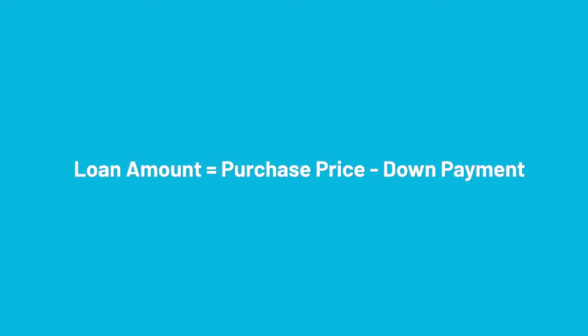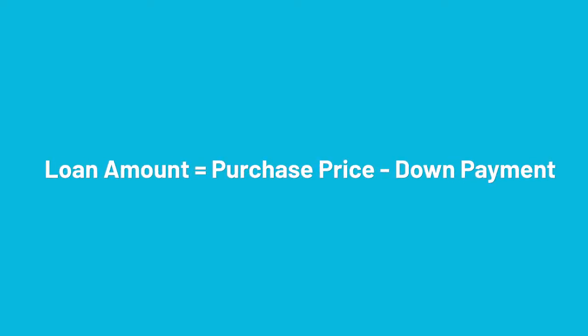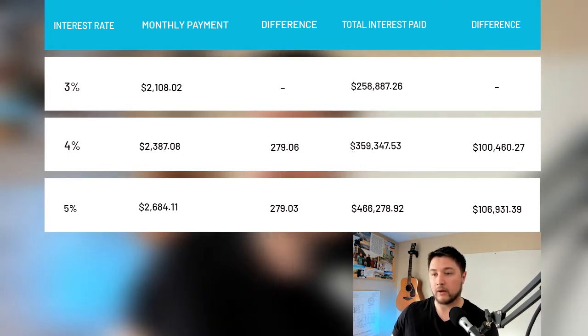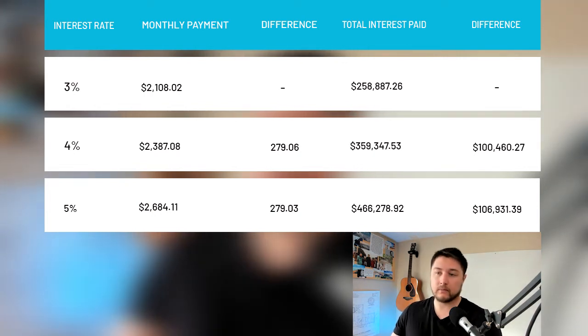The loan amount is the purchase price minus the down payment. Now, taking a look at this, we'll be able to understand a little bit more about what the differences are, or what the jumps or decreases are when we're looking in between these rates. So with this, at 3%, we have a monthly mortgage payment of about $2,108. This does not include taxes or insurance, so again, keep that in mind when you're looking at this.